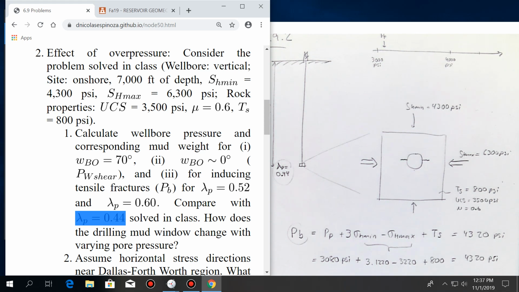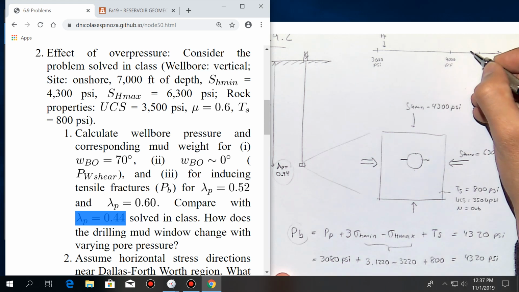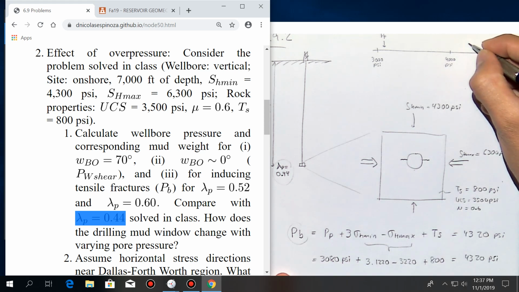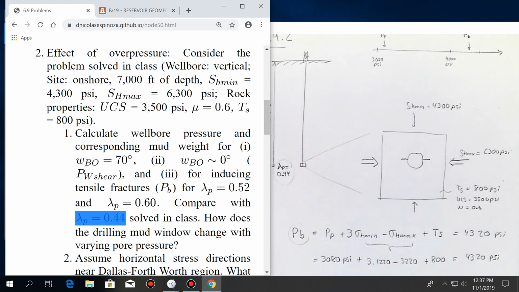And what this equation is telling me is that I could get the pressure in the wellbore as high as 4320, somewhere around here, and the wellbore will be fine. If I go beyond that value, I'm going to have a tensile fracture.